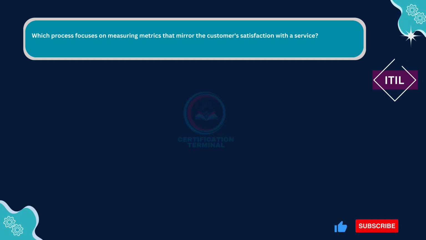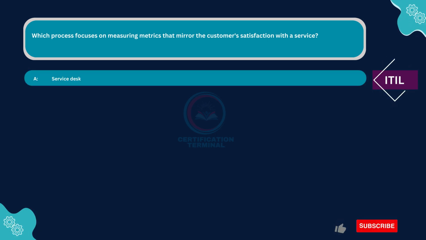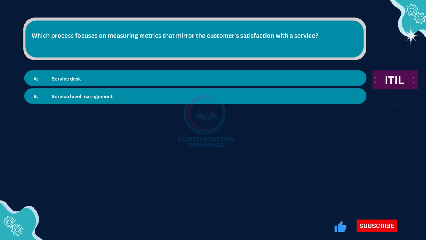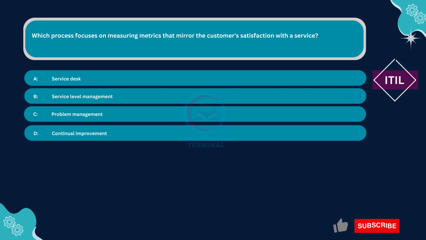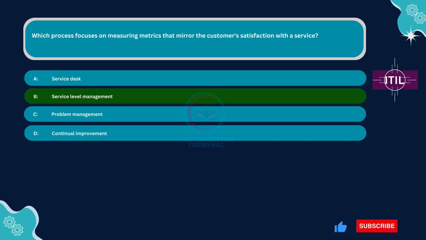Next question. Which process focuses on measuring metrics that mirror the customer's satisfaction with the service? Option A, service desk. Option B, service level management. Option C, problem management. Option D, continual improvement. The correct answer is Option B, service level management.